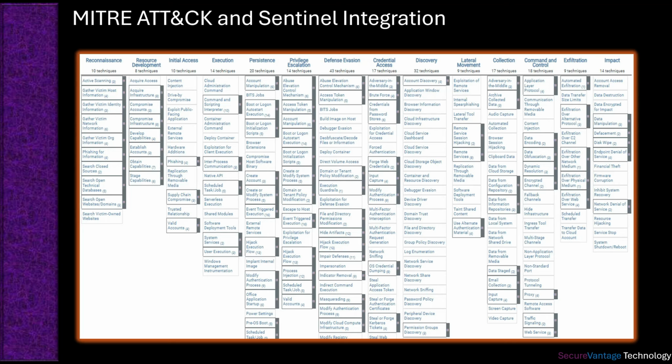The MITRE ATT&CK framework is a comprehensive knowledge base of adversary tactics, techniques, and procedures that are observed in the real world. It provides a structured way to understand how attackers operate, from initial access to execution, persistence, and data exfiltration. The framework is organized into a series of phases known as tactics, which represent the goals or objectives that an attacker might try to achieve during a cyber attack.